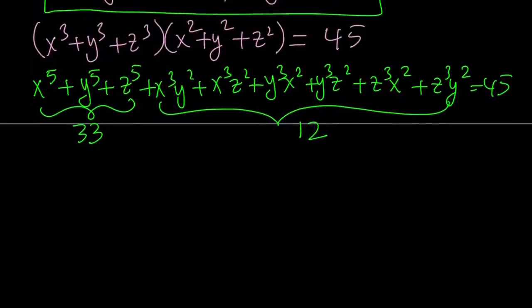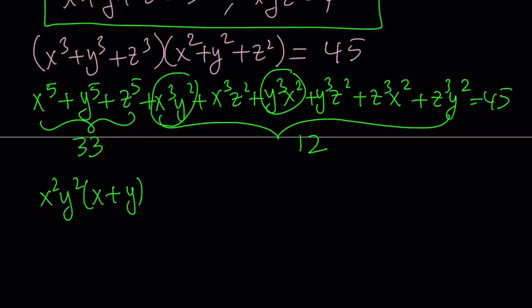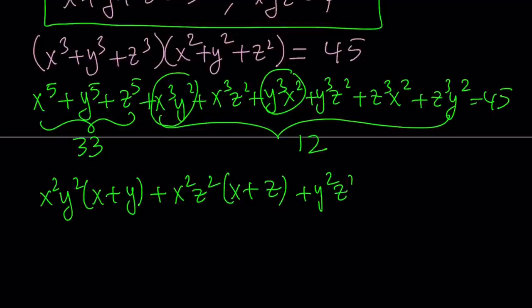So I'm going to put the x cubed y squared with y cubed x squared. So these two are going to pair up nicely. And where's my y cubed x squared? Right here. So those two, we can basically take out x squared y squared, and then we'll get x plus y. And we can pretty much do it for all the pairs. So I can do x squared z squared with x plus z, and then y squared z squared with y plus z. And this is supposed to equal 12, right?